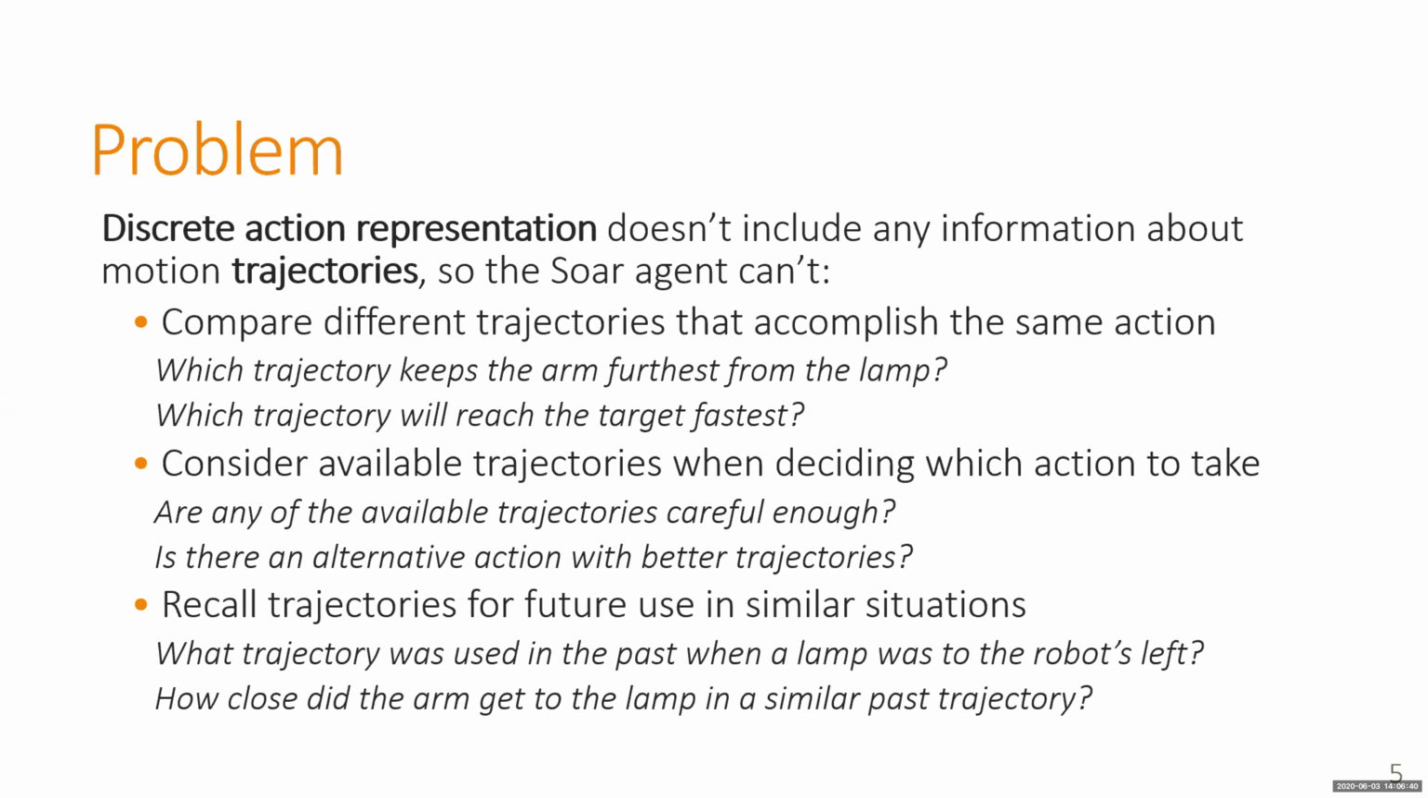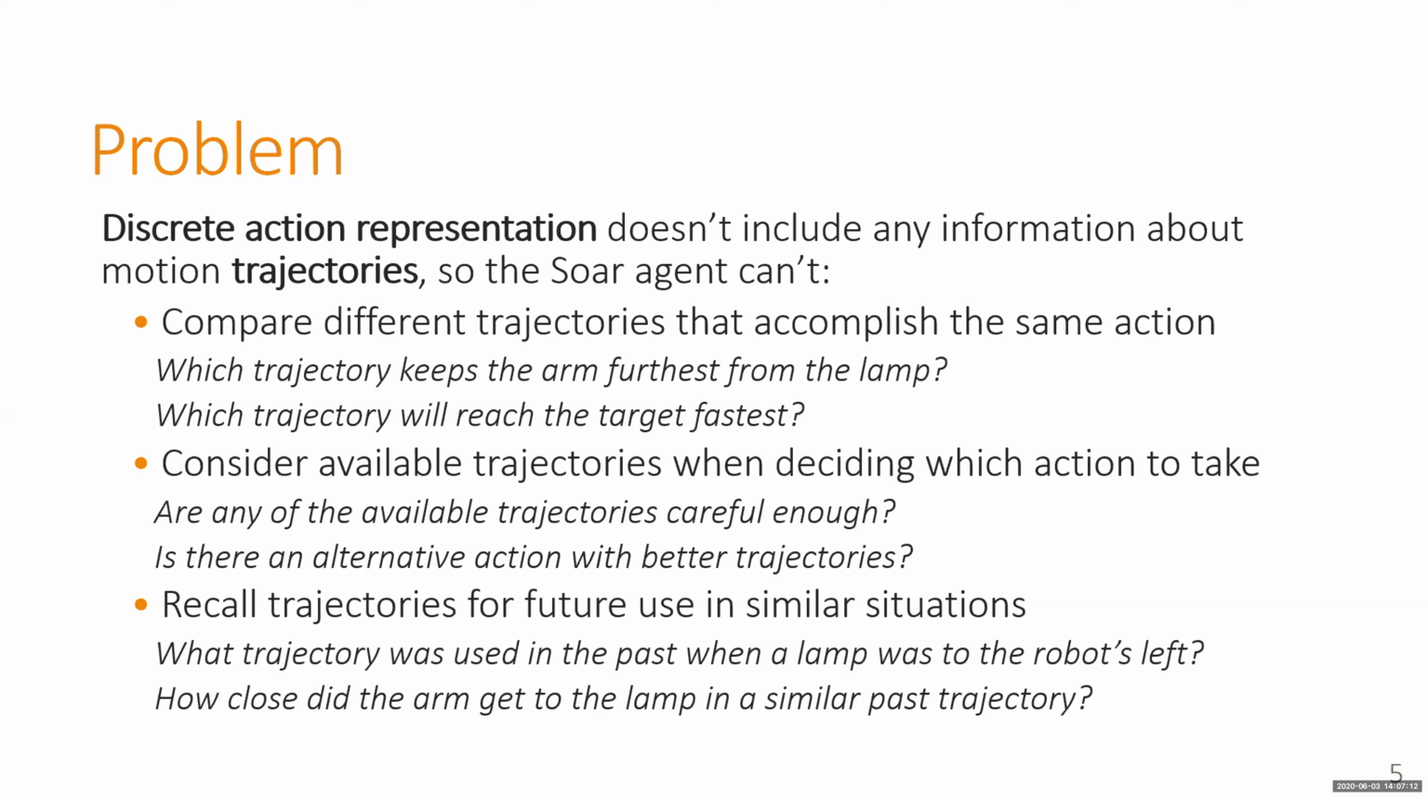Then finally, and this is something that James just hinted at, agents can't recall trajectories for future use in similar situations. We would like to be able to reuse trajectories from the past and have the agent be able to ask things like, which trajectory was used in the past when there was a lamp to the robot's left? Or even reasoning about that past trajectory, such as how close did the arm get to the lamp in that trajectory?